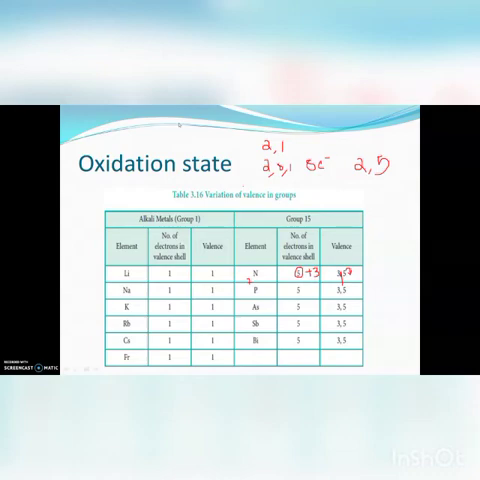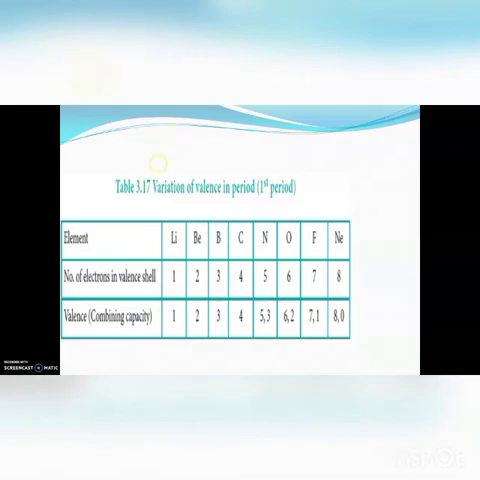Then what will be the variation in the period? If you move from left to right in the second period, we can see the valency is increasing. The number of valence electrons increases, hence the valency increases moving left to right. And the noble gases, neon, helium, argon, krypton, have 8 electrons in the valence shell. They have already completed their octet, hence they are highly stable. So we call it zero valency, because they need not accept or donate electrons. So the valency or oxidation state increases moving left to right in a period.